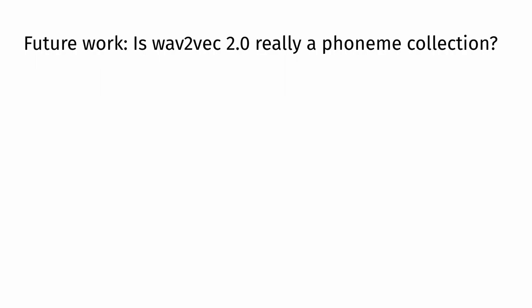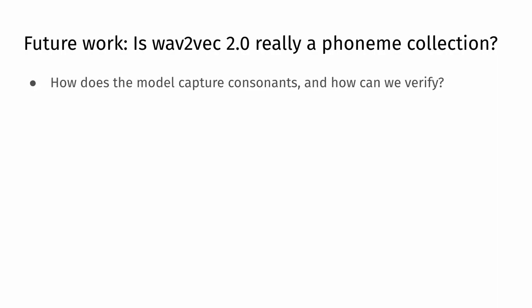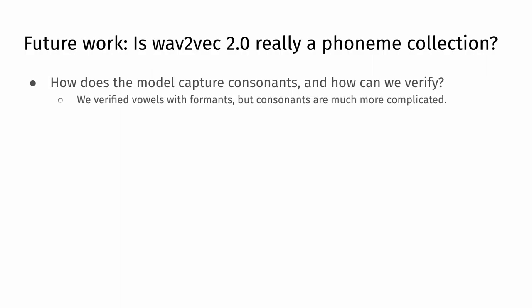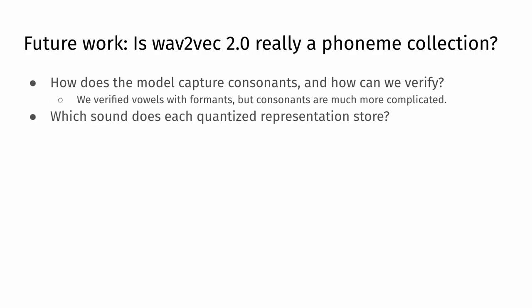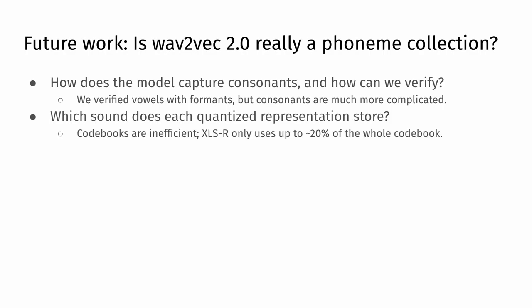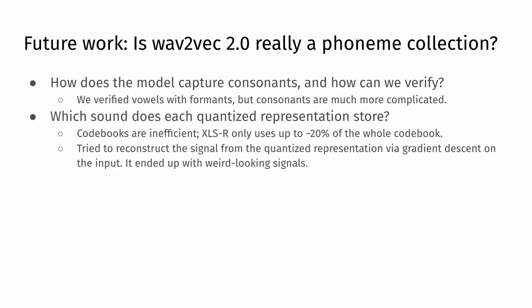So I'll end my presentation with my potential future work. Is wav2vec 2 really a phoneme collection dictionary thing? And on the CNN side, how does the model capture consonants and how can we experiment with those? Because vowels are relatively easier since we can see the formants, but consonants not so much. And also on the quantizer side, I'm curious how each centroid would sound. The current codebook was somewhat inefficient because it only uses up to 20-something percent. And I already tried to reconstruct the signals to no avail.